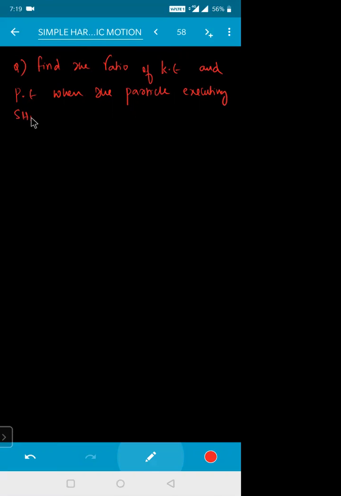Write one more question. Find the ratio of kinetic energy and potential energy when the particle executing SHM is at A by 2 from the mean position, where A is the amplitude.